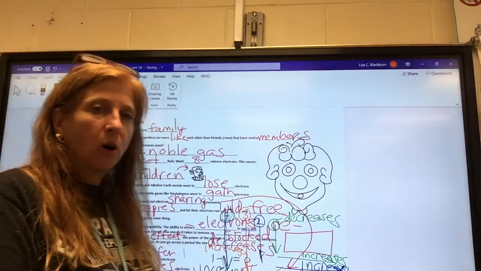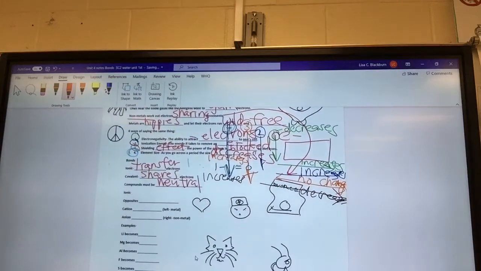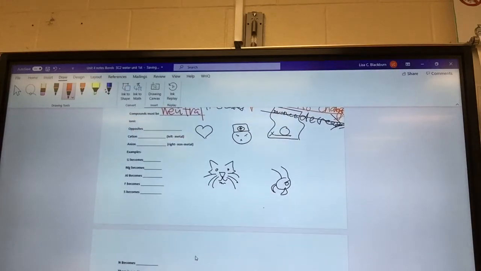We're going to go into more detail about ionic. And I'm going to see if I can get this to roll. It does not like to roll because I drew pictures on it. Thought I was getting fancy with the pictures. It's rolling, yay!